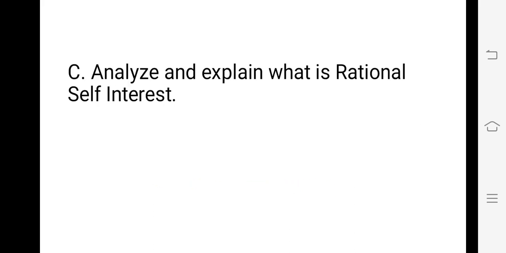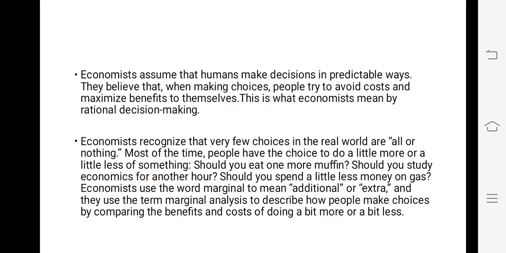C. Analyze and explain what is rational self-interest. Economists assume that humans make decisions in predictable ways. They believe that when making choices, people try to avoid costs and maximize benefit to themselves. This is what economists mean by rational decision making.